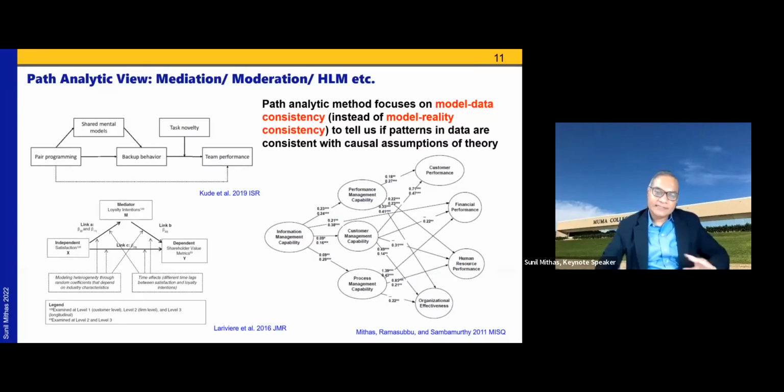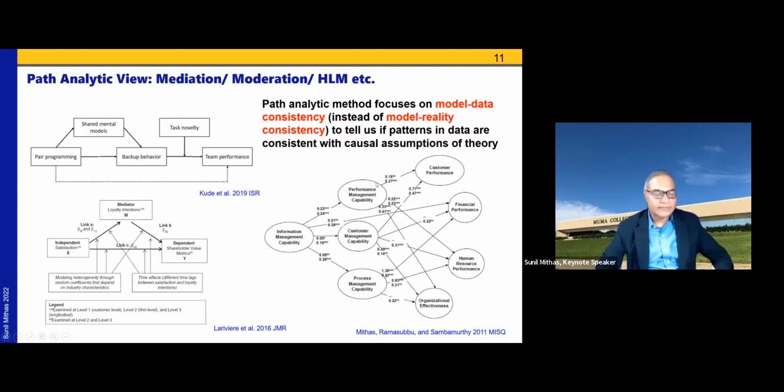And the general idea in the path analytic framework is that we would like to estimate the whole model by itself. So we think of a complex model, and we would like to estimate all these relationships simultaneously, and we would like to assign causality to each of the paths which you see here, right? And this is typically done by looking at the model data consistency.